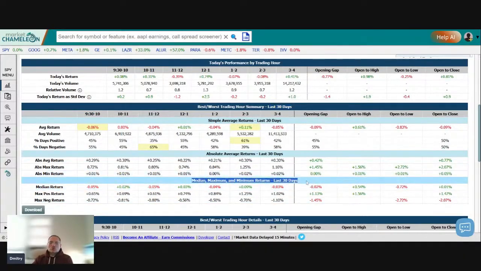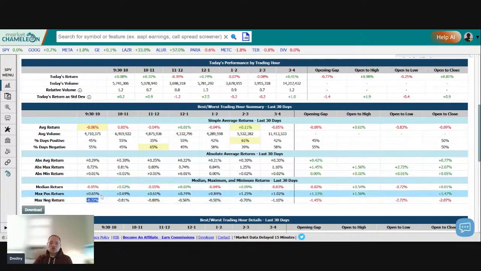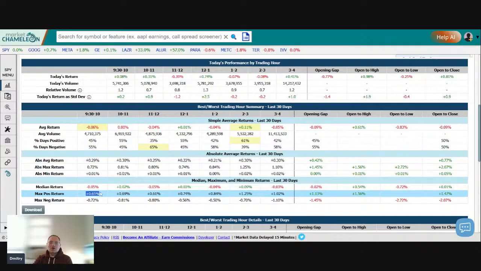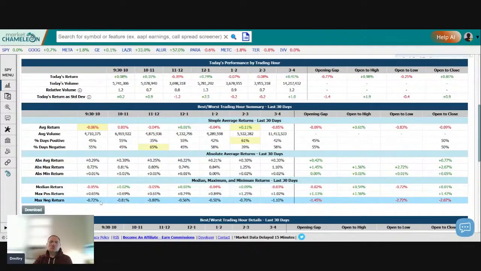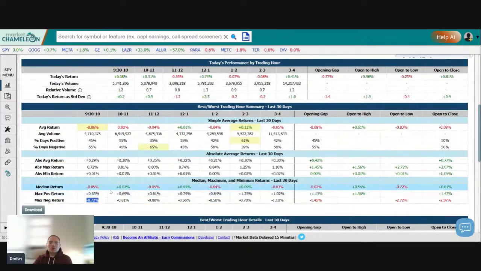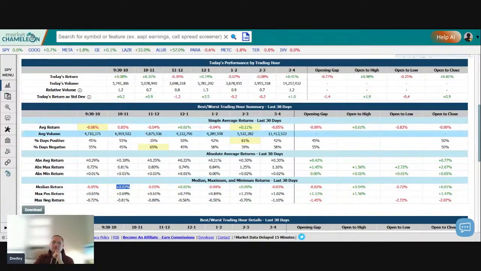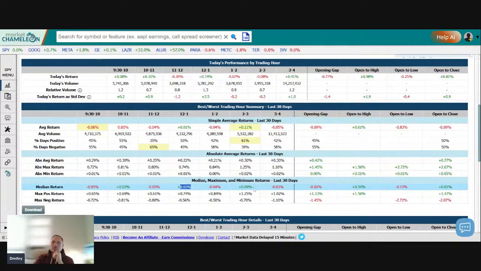Down here, we also have the median, max, and min returns in simple terms. So these aren't absolute terms. So here we could see the range of negative and positive. So from 9:30 to 10, the best move was up 0.65%, worst move down 0.72%. The median move was negative 0.5%, meaning half the moves were below that, half were above. So the median moves, some positive ones were between 10 and 11, 11 to 12, 2 to 3.